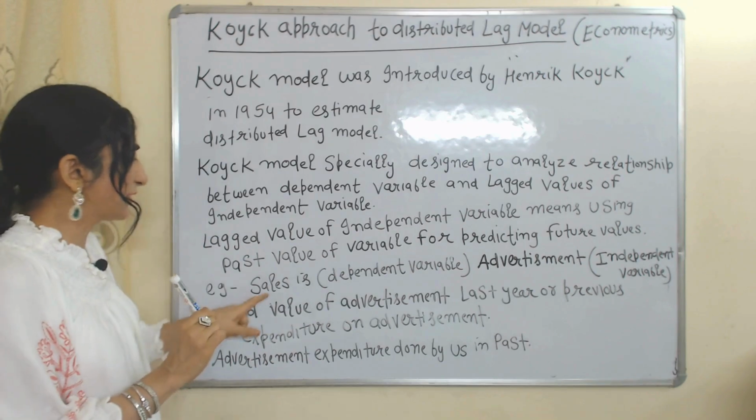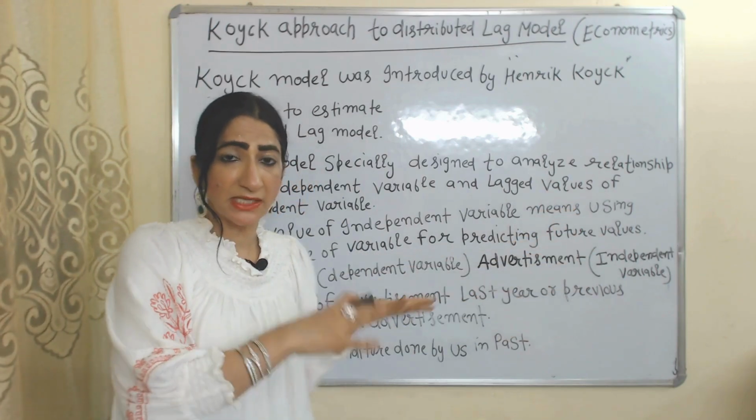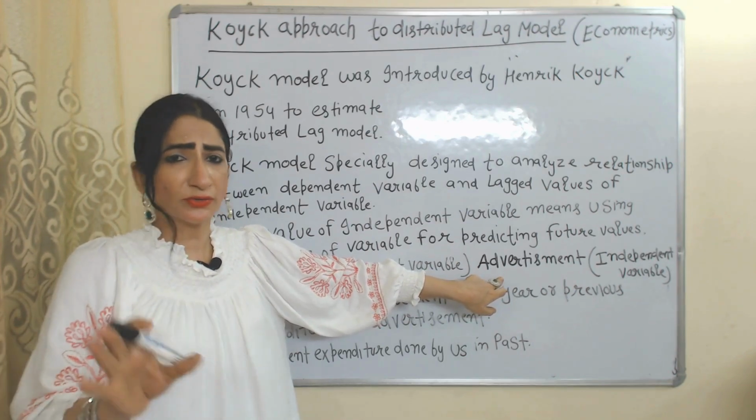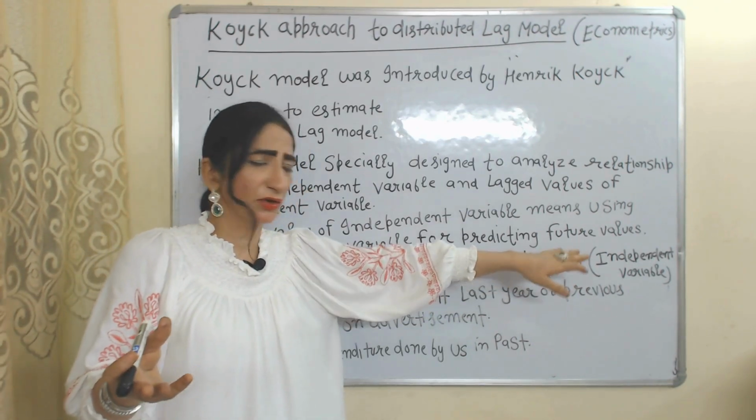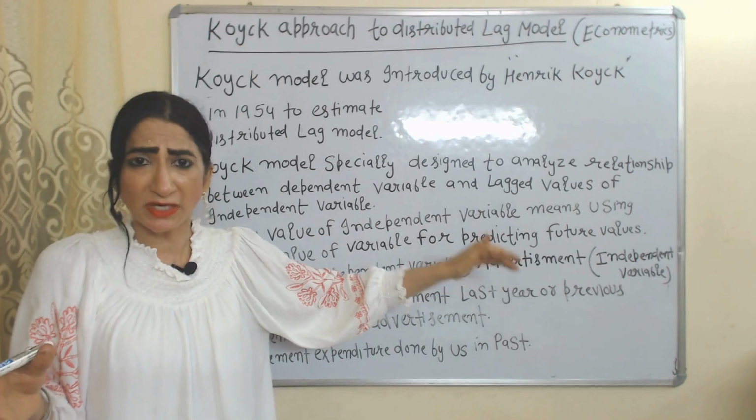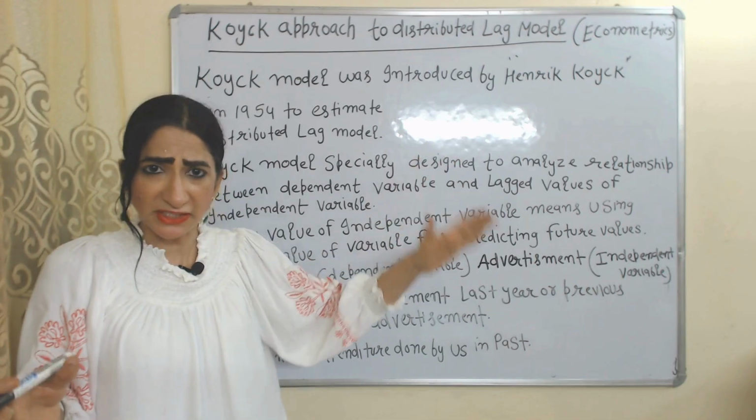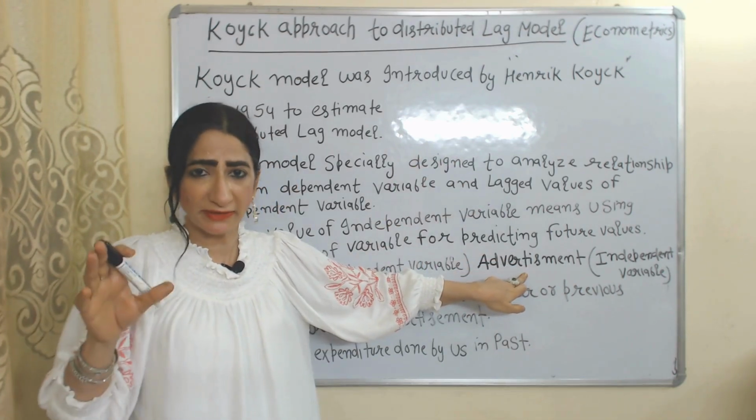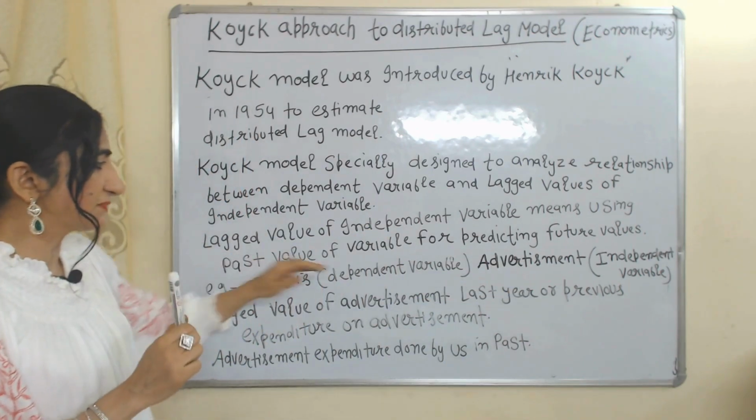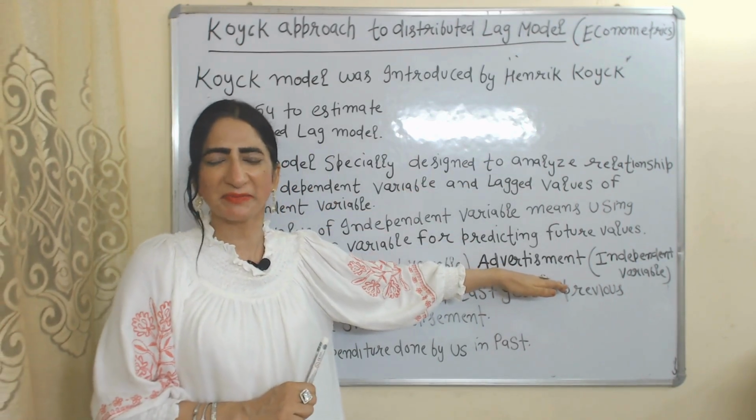For example, sale is the dependent variable, advertisement is the independent variable, sale depends on advertisement. Lagged value of advertisement, or you can say lagged value of independent variable, is past year expenditure on advertisement, or you can say that previous year, last year expenditure on advertisement will be called lagged value of advertisement.